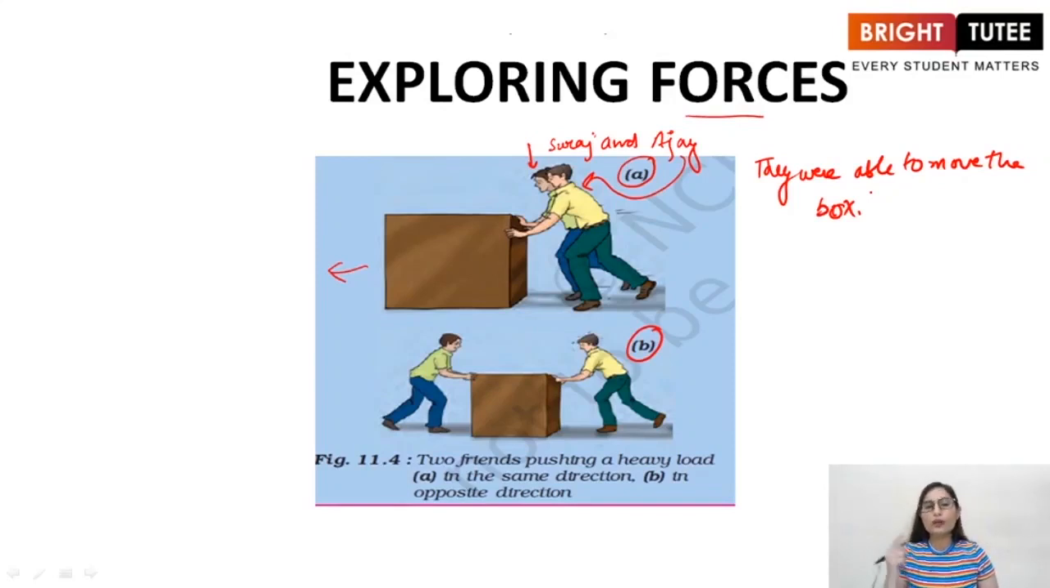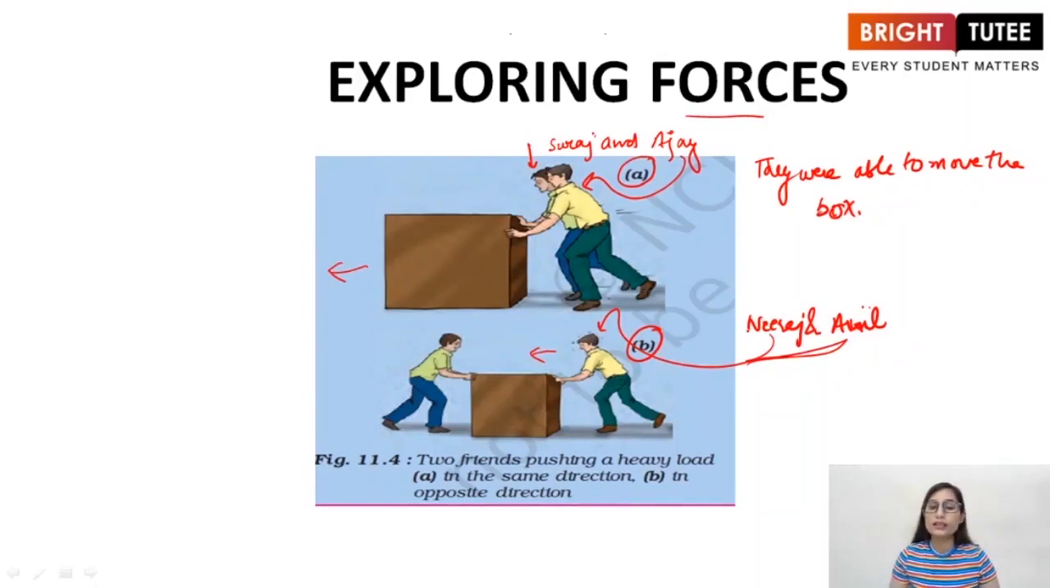Now taking the example of two other students, Neeraj and Anil, right? Now they were also given the same responsibility. Anil started pushing the box from here, right? He started pushing the box in this direction. Now Neeraj saw that Anil needed help. Anil was not able to move the box. So he came in this direction and started pushing the box. Now he is pushing the box in the opposite direction, right? Anil is pushing the box from here and Neeraj came and pushed the box from this side. So ultimately they were not able to move the box.